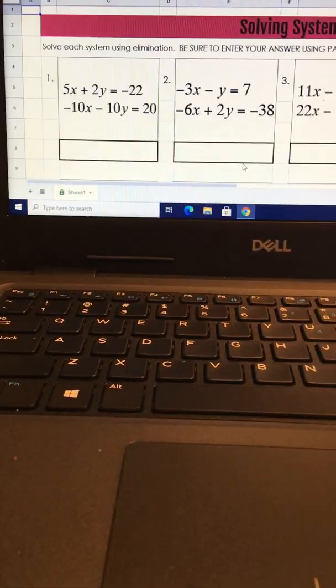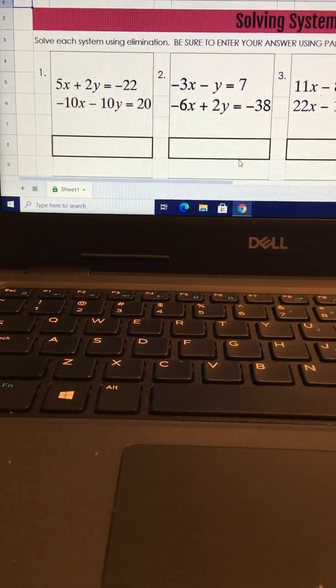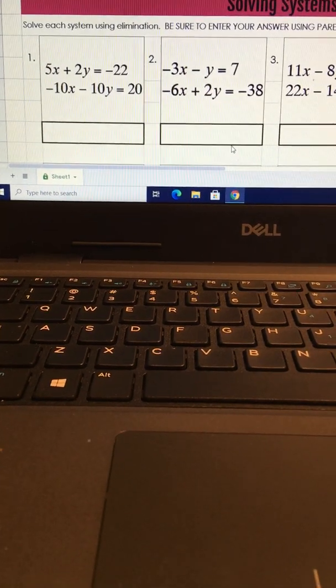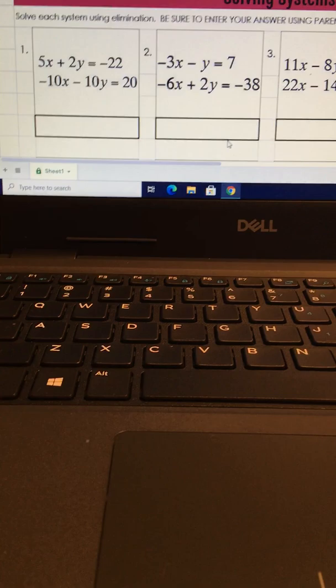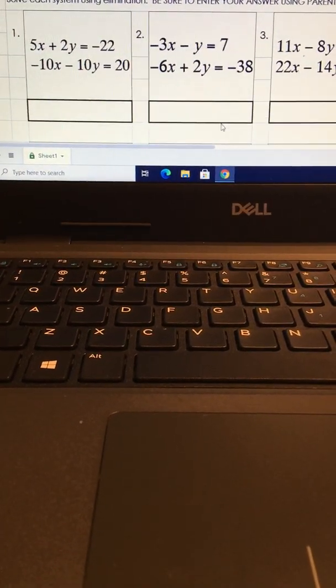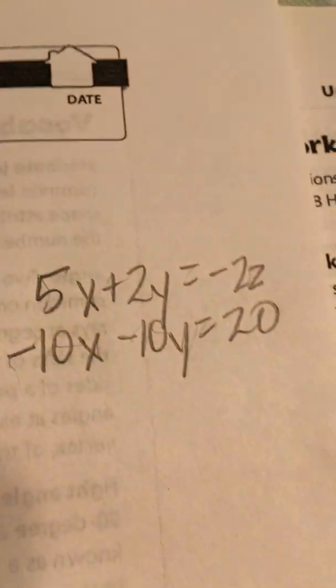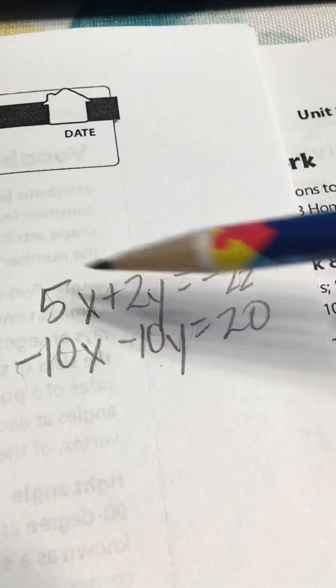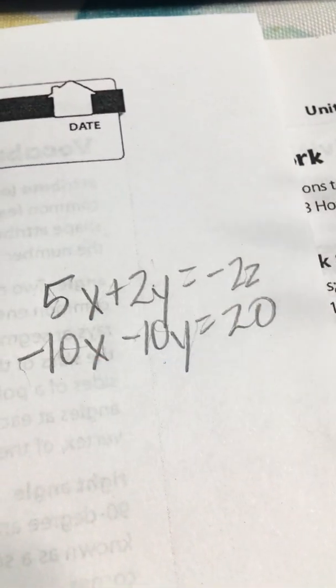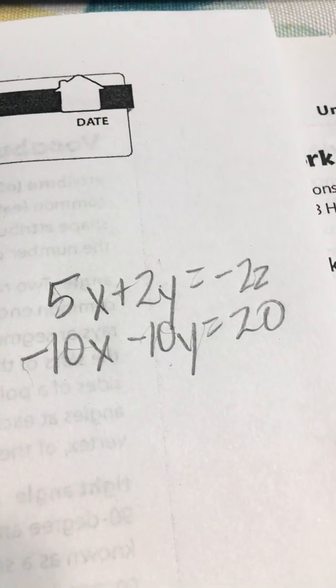All right, so I always start by writing down the problem. So 5x plus 2y equals negative 22, and negative 10x minus 10y equals 20. Once I have that written down, I have to get either my y's or my x's to match. And this one you can do either one.